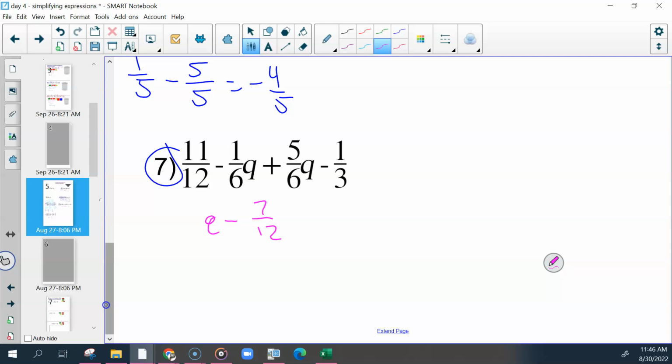In this case, the numbers that you have, you're going to end up with a positive. What should we have in front of that Q? Josephine.